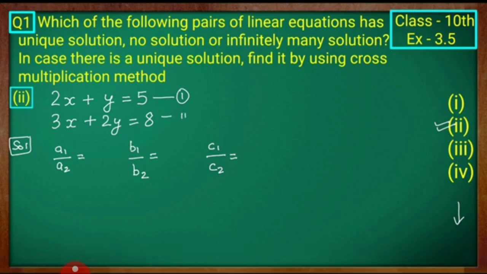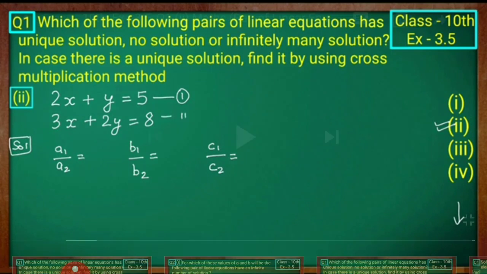So there are two equations. The first equation is 2x plus y is equal to 5, and the second equation is 3x plus 2y is equal to 8. Now we find the ratio of the coefficient of x, the coefficient of y, and the constant term. Accordingly, we have to say whether this pair of linear equations has a unique solution, no solution, or infinitely many solutions. We know these three cases. Let's see how to check it.